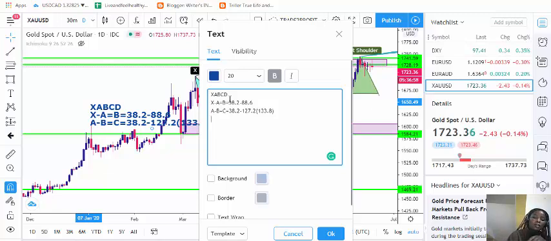So you want to see a Fibonacci movement of X to A or X to C to give you a D entry level of 78.6 to 161.8. So you see that 78.6 to 161.8. All right, so that's the zone. That's the general formula of trading the harmonic pattern.